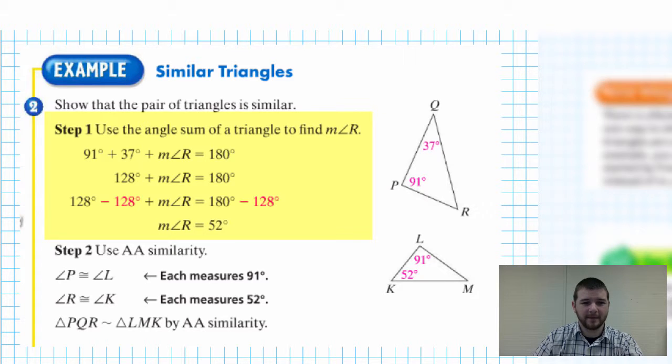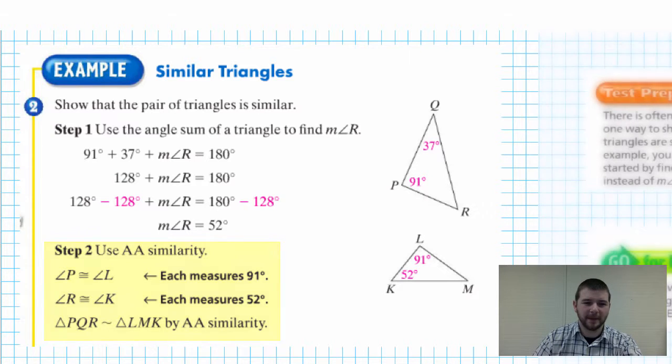But step 2 shows us how to use the angle-angle similarity. Angle P is congruent to angle L. We know that because each measures 91 degrees. Angle R is congruent to angle K. We know that because each measures 52 degrees. Therefore, triangle PQR is similar to triangle LMK by the angle-angle similarity.